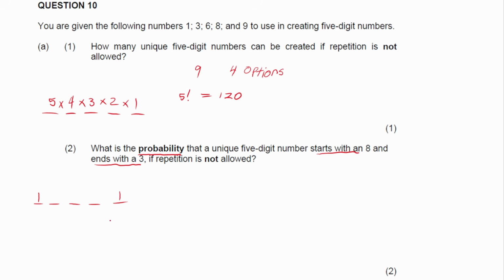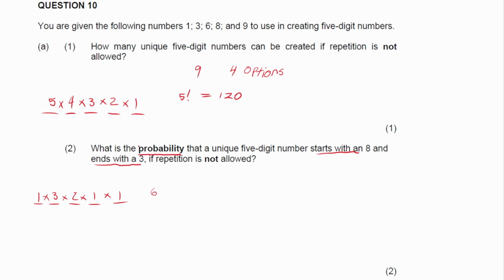But now we've used 2 options out of a possible 5. So for this slot, we can put 3 numbers in there. And if we've used now 3, we're left with 2. Okay, and very similar, we just multiply these. And when you multiply that, you'll get 6. So there's 6 possible numbers that start with an 8 and end with a 3.